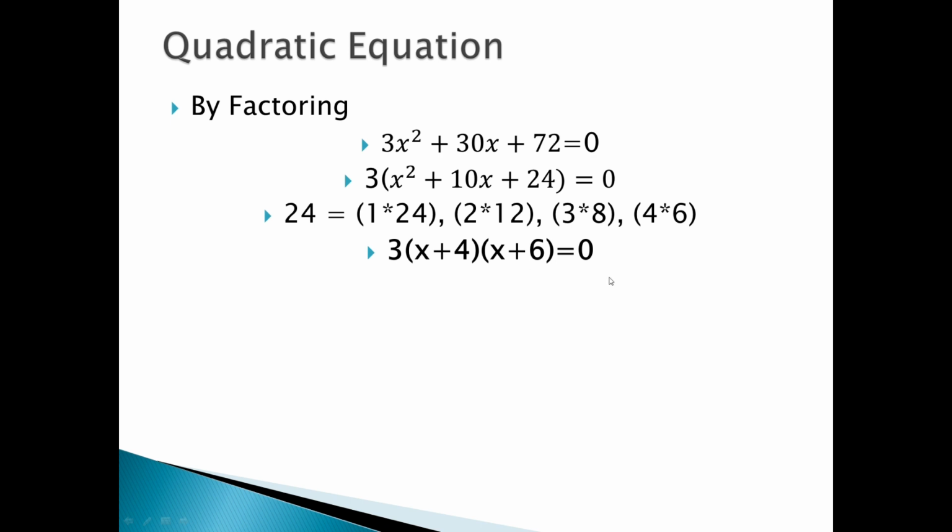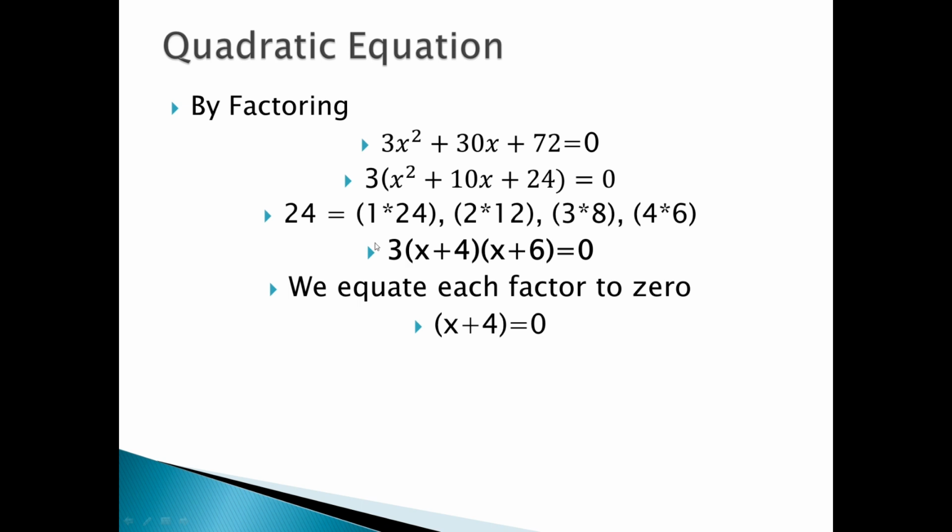Now, since we are trying to solve for the values of x that will make the left side of the equation equal to 0, we need to find those numbers. Okay, so how do we do that? We equate each factor to 0. Of course, we do not need to equate 3 to 0 because it has no variable x. So we focus on the factors that have the variable x. We have here x plus 4 equated to 0, and then x plus 6 equated to 0.